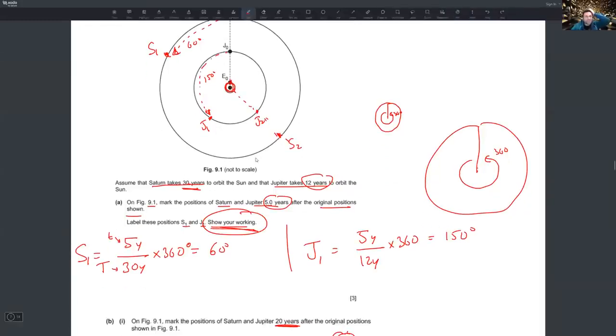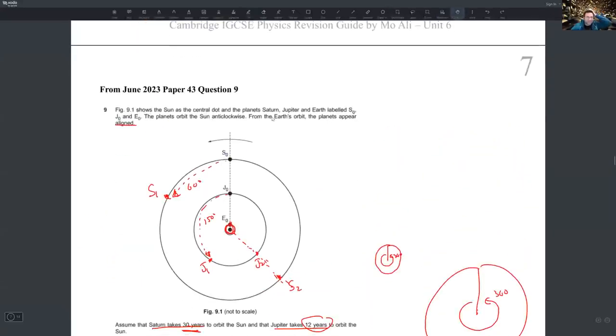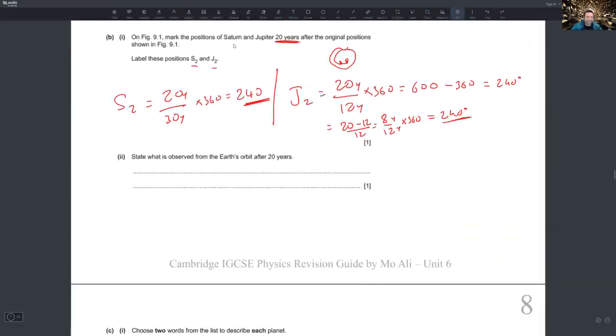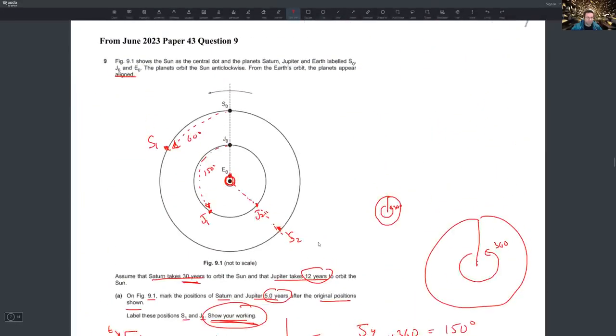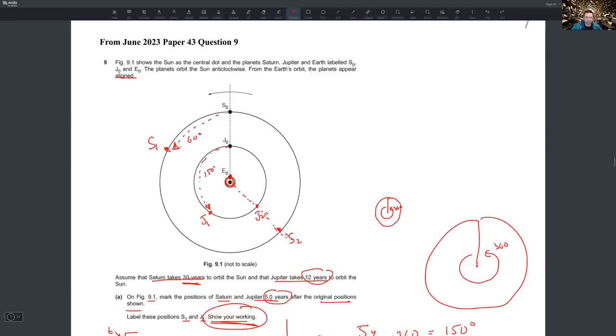What will you see from planet Earth? Remember the first thing he said in the question? From the Earth's orbit, the planets appear aligned at the start. So what will they appear here? Aligned again. We say the planets will appear aligned. They'll appear behind each other. So 600 degrees means 360 once, so we've got a little bit left, 240 left, and we mark the point.